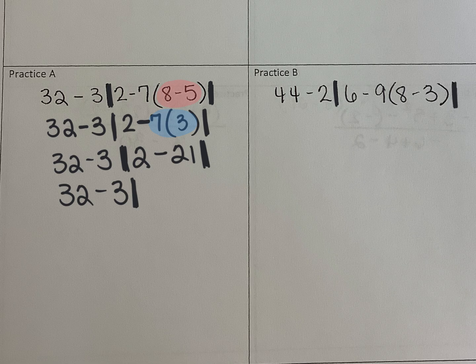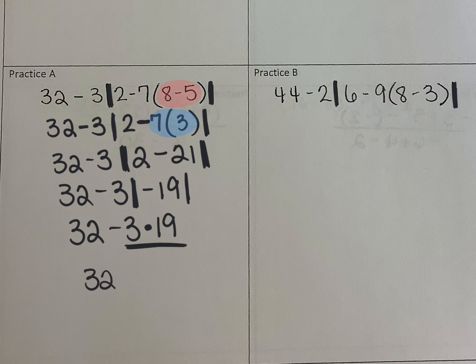So 2 minus 21 is what? Negative 19. What's the absolute value of negative 19? Positive 19. So what goes between the 3 and the 19? Parentheses or multiplication. It doesn't matter to me which one you use. So now you have to multiply. So this is 32 minus 57. So what is that? Negative 25. If you made a mistake, please fix it. If you have a question, please ask.